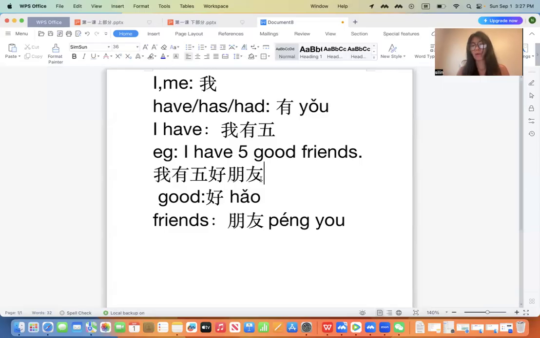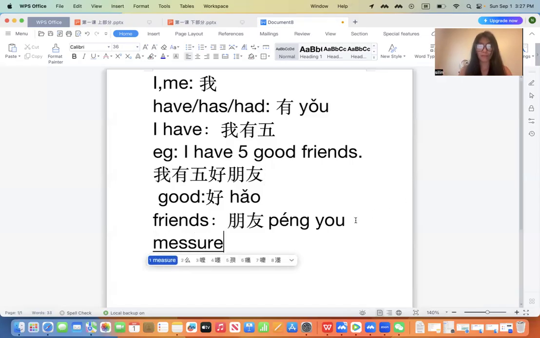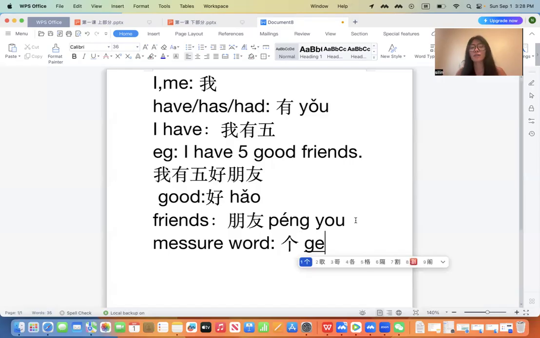我有5好朋友. Remember, in Chinese, when you are counting how many items, how many people, how many things, you need to put one measure word. So here, for good friends, we have a measure word. Okay, I'm gonna type it here. The measure word. So we need to put this one inside. 个. This in Chinese is called 个.